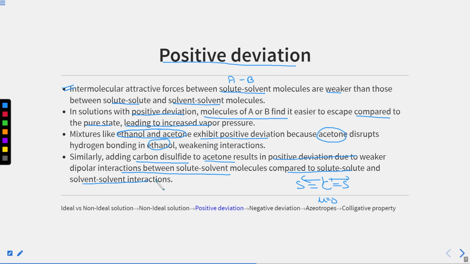The same thing is written here. The point I want to make is that the interaction reduces as compared to the pure form, and the molecules find it less difficult to escape the solution. The examples are ethanol and acetone, water and ethanol, and carbon disulfide and acetone. So you have these three examples. If you are asked in the exam with a different example, you can just imagine the interaction between those and say that this one has less interaction.